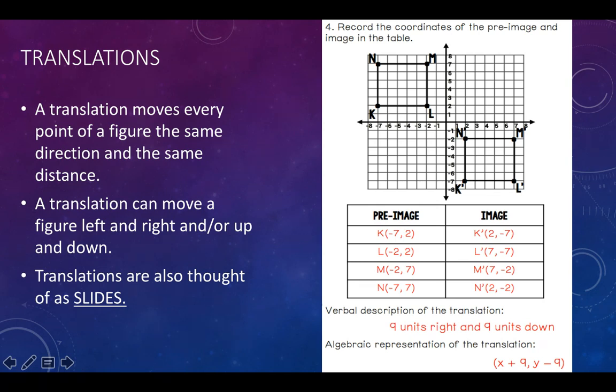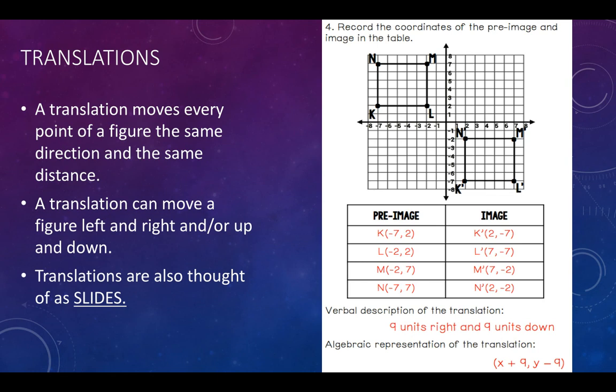And I want you to look at this algebraic expression. We always want to move left or right first because that's our x value. We're going to move x plus 9, so that's what we did. We went 9 right. And then when you see the negative sign, you're going to go down 9. If this was positive, you're going up, and if this was negative, you're going to the left. So when you're moving to the right, it's a positive. When you're moving to the left, it's negative.